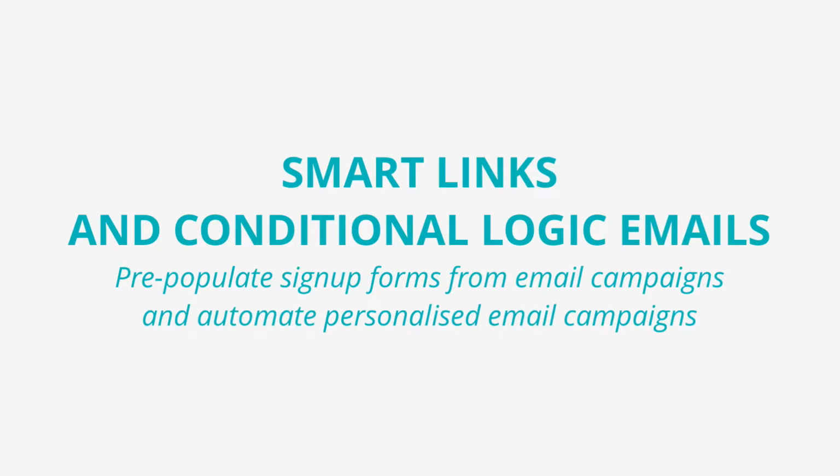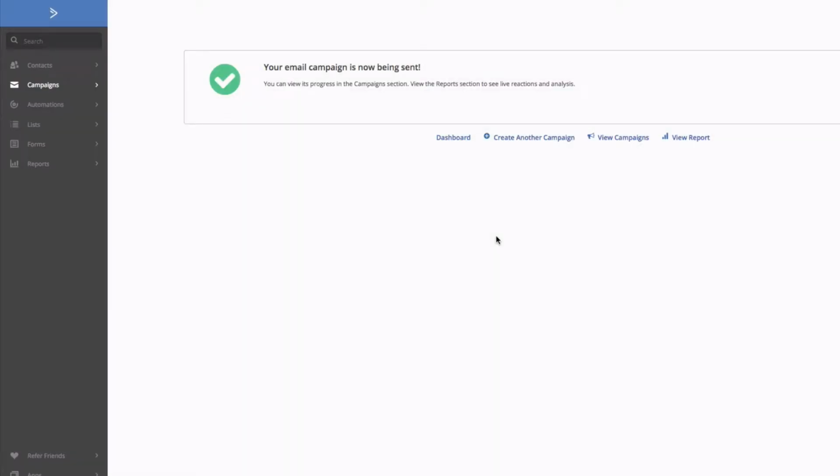Today I want to show you two things. One is smartlinks and the second is conditional logic emails. Now this is probably one of the most important videos you're going to see in the SurveySlam training area because it is so effective at actually getting results.